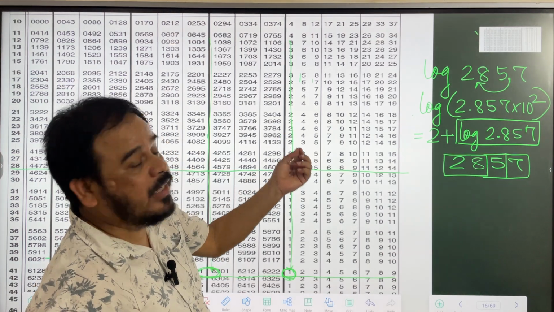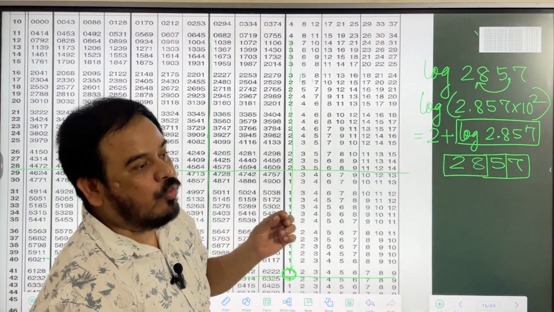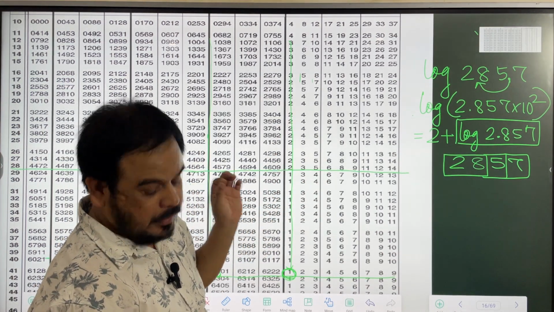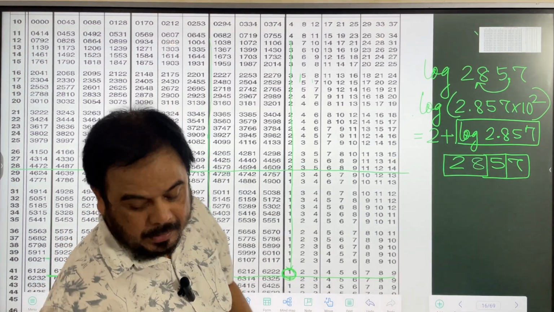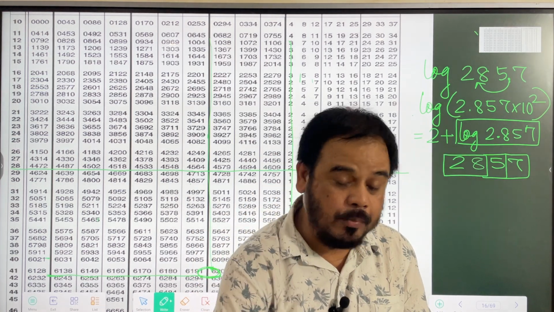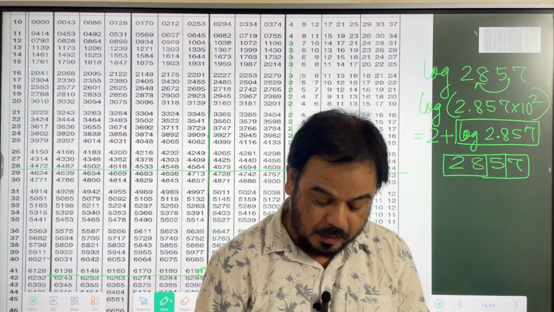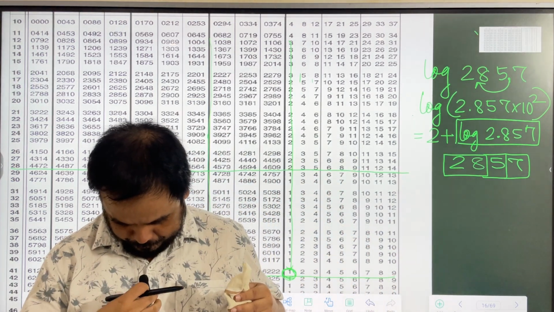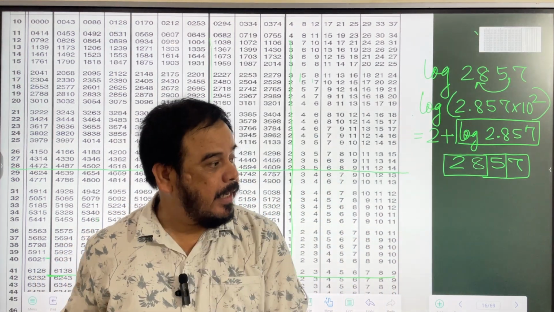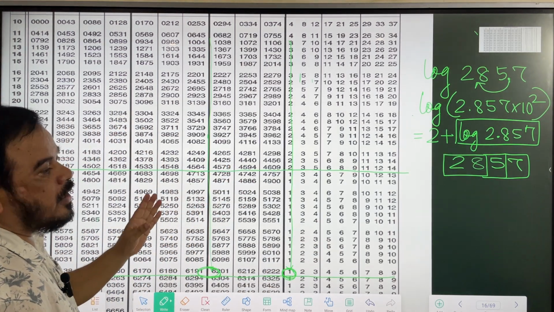You will download this log table from Google. This log table is not in your book. I have not found it; it is written that the log table is at the back side, but here the log table is not available in this book. They should have given it, but they have not. Anyway, you will download the log table from Google.